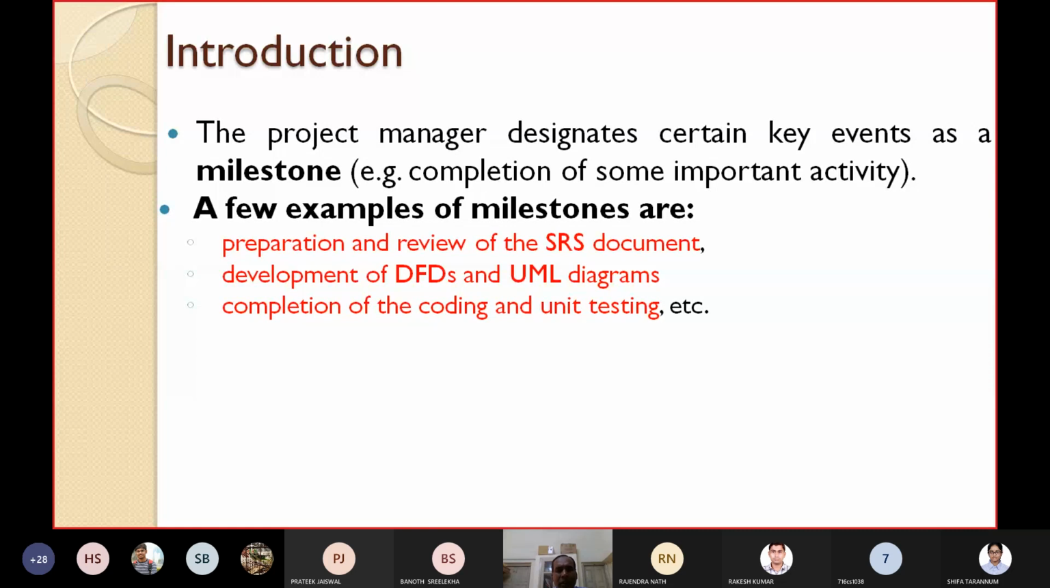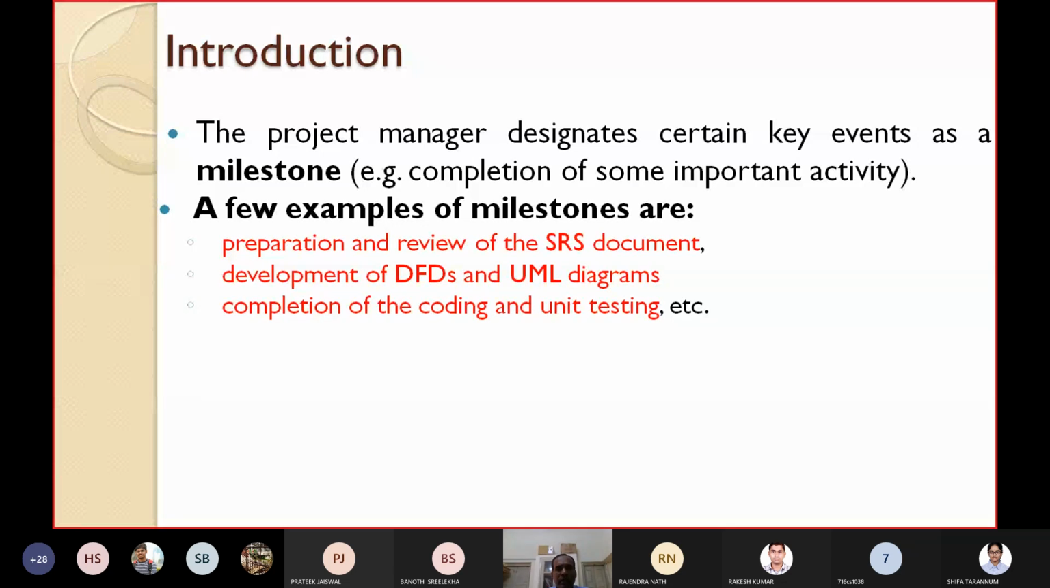Then you have prepared successfully all the design documents such as DFDs and UML diagrams. Next milestone achieved. Then you have finished coding and unit testing. Next another milestone. Next you have completed the integration and system testing. Another milestone. Then you have reviewed or prepared all the user manuals, etc. Another milestone. So these are some examples of milestones. The project manager has to designate these activities.